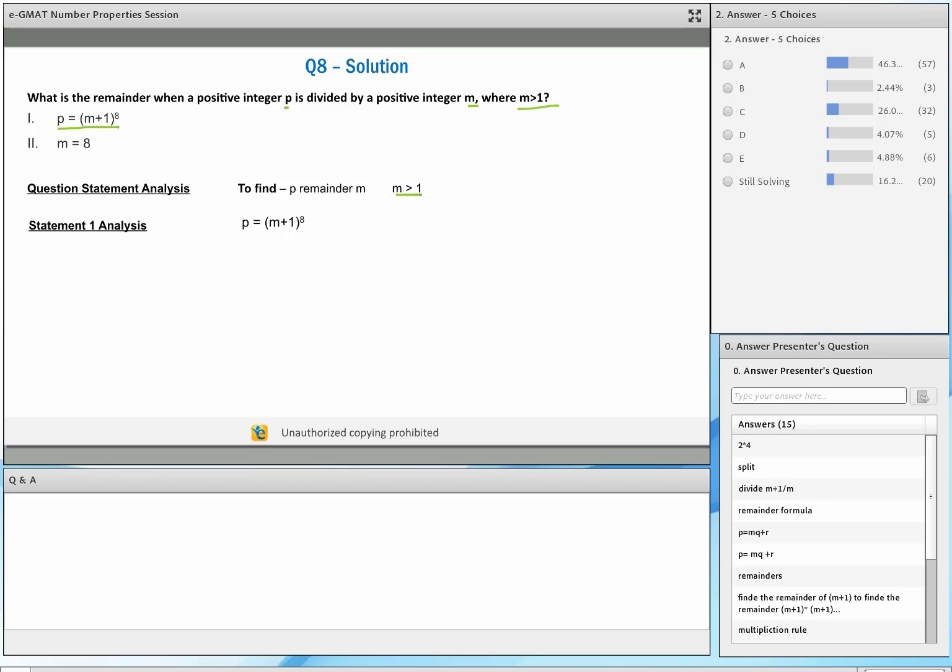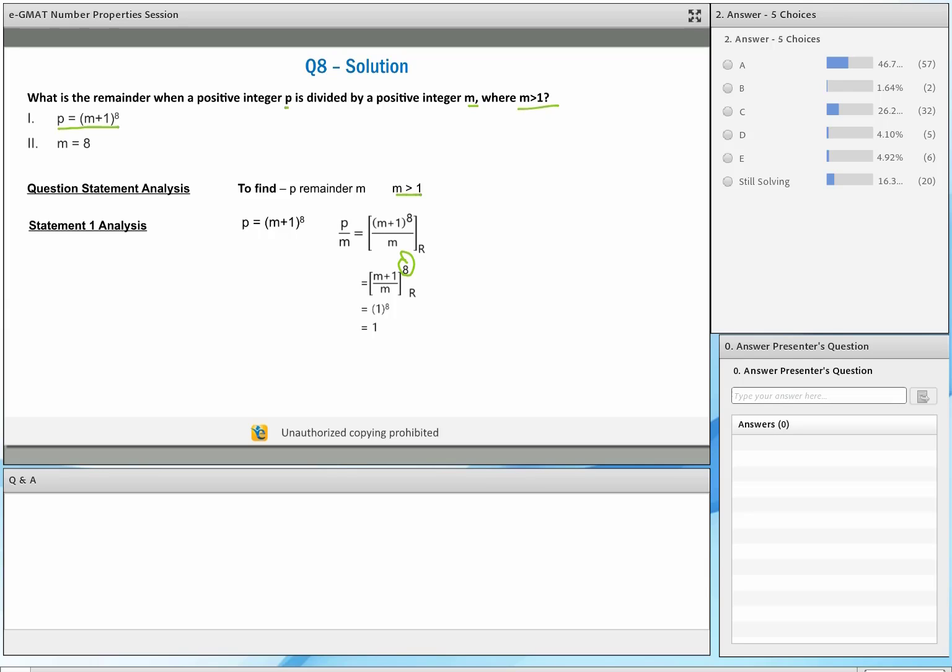Okay. So what you do over here is you apply the concept of the fact that you can add and multiply remainders, which means that the remainder of p divided by m will be nothing but the remainder when (m plus 1) to the power 8 is divided by m, which is nothing but the remainder when m plus 1 is divided by m, raised to the power 8, right? So you're applying the concept that you can multiply remainders. Now, what is the remainder when m plus 1 is divided by m? It is nothing but 1.